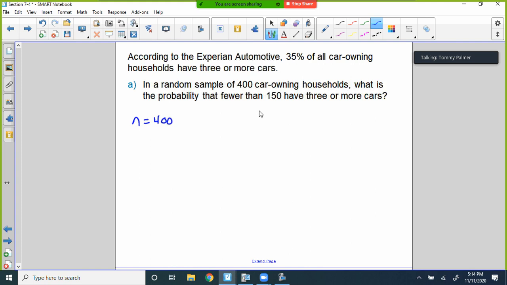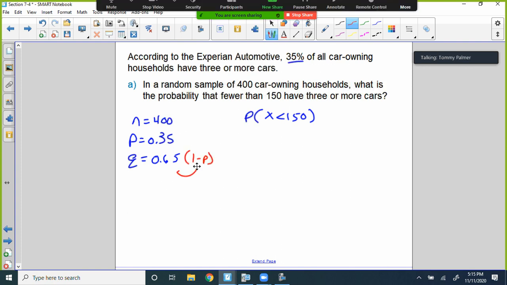So basically, we are looking at the probability of x being less than 150. Now, the probability of success on that is 0.35. So the q, the probability of a failure, if the success is 0.35, would be 1 minus that, which is 0.65. Again, let me write this right here. It is 1 minus p. That's how we got that.